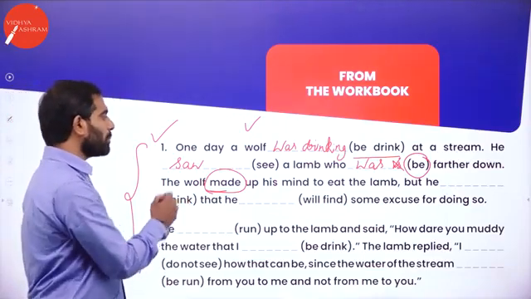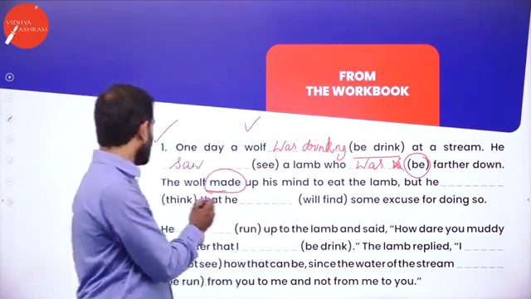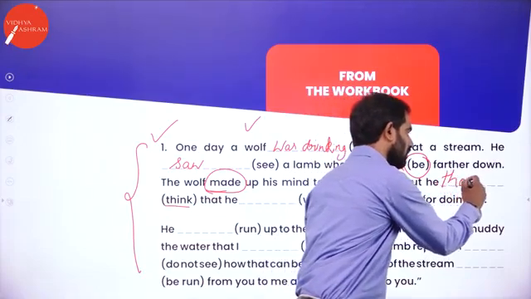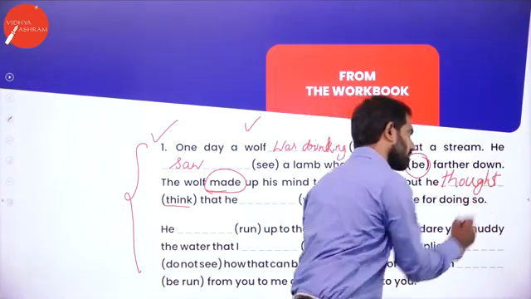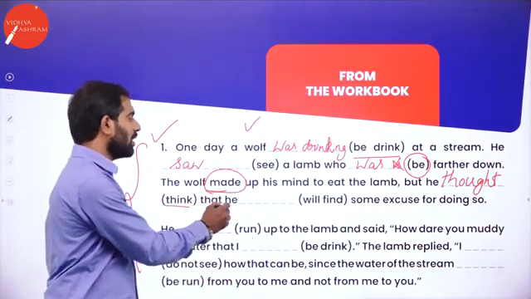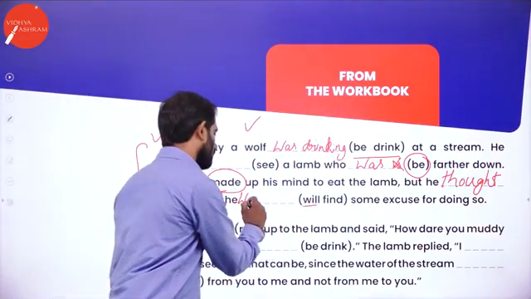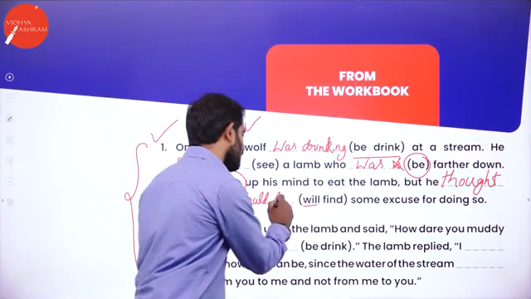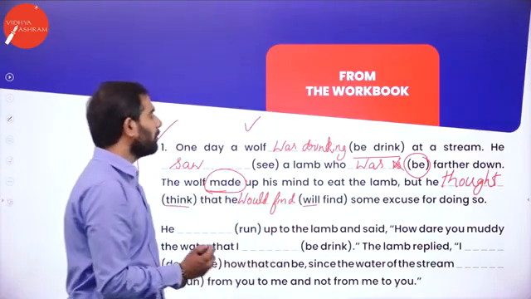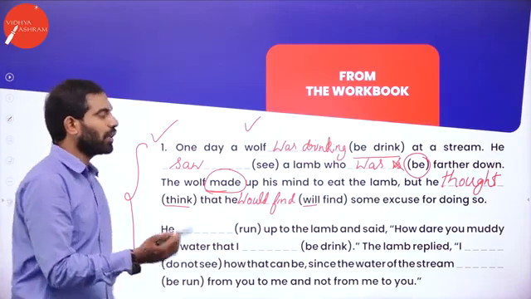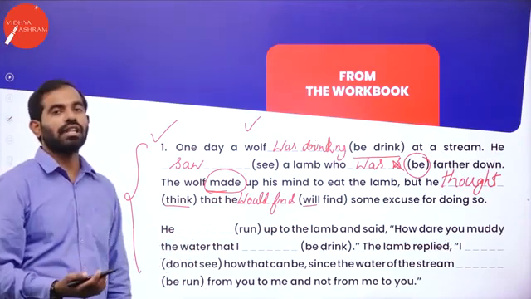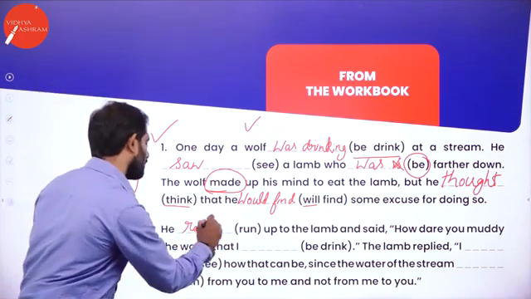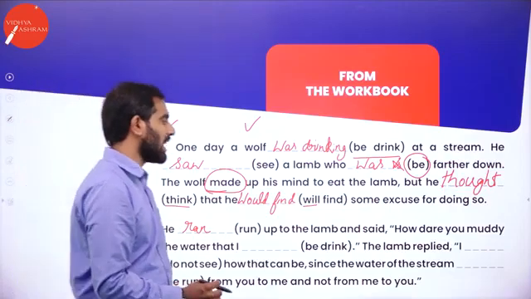The wolf made up his mind to eat the lamb, but he, think becomes thought, he thought that he will becomes would. He would find remains the same. He would find some excuse for doing so. So the wolf wants to eat the lamb. He, run becomes ran. He ran up to the lamb and said.